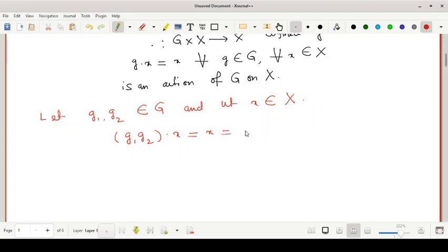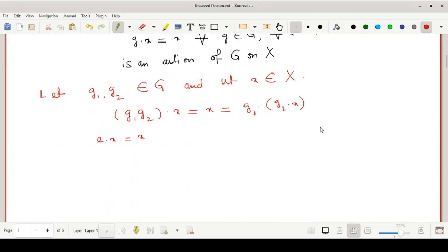And this is the same as g1 acting on g2 acting on x, because g2 dot x will give you x, and g1 dot x is also x. So the first condition is trivially verified. If you choose the identity, then what happens to identity dot x? By definition it is x. So both conditions are satisfied. So trivially this is an action.